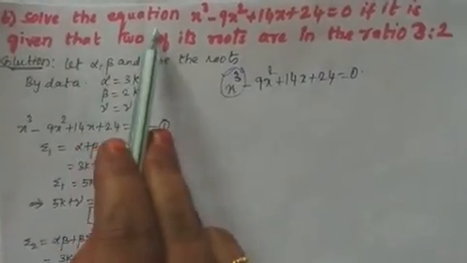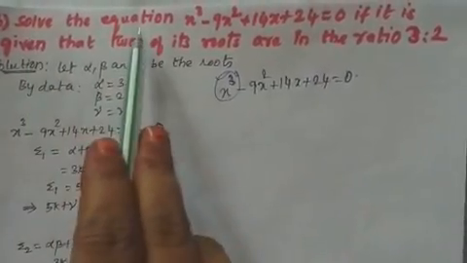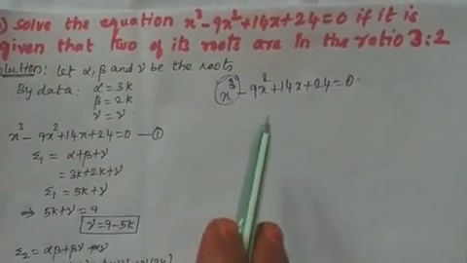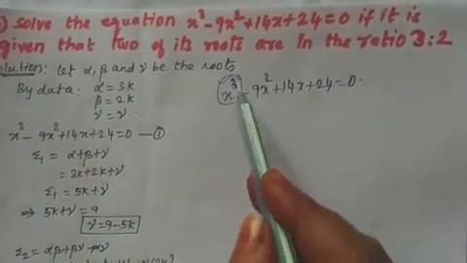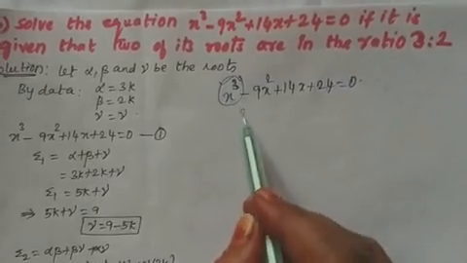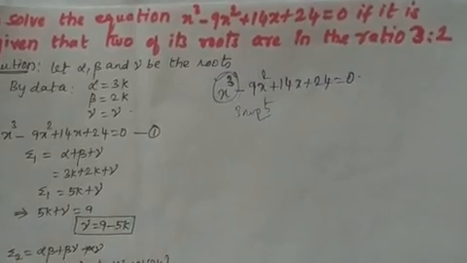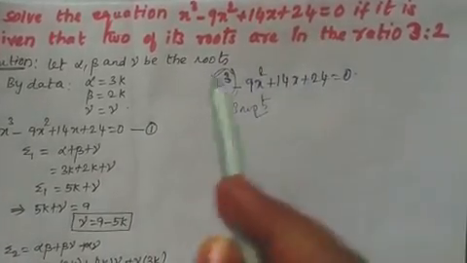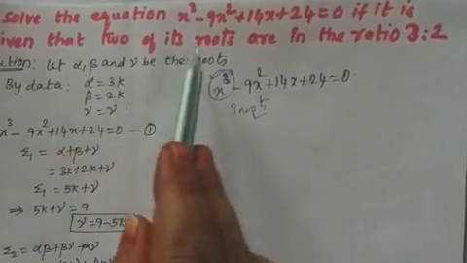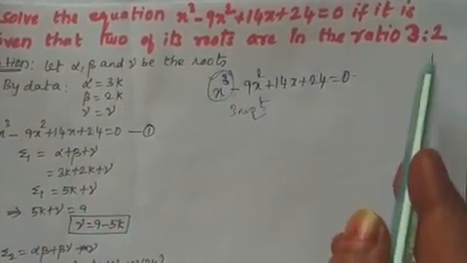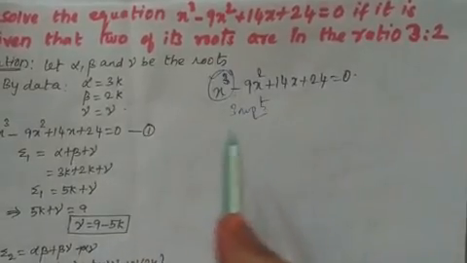I have to solve the equation. What is meant by the word solve the equation? We have to find a solution for this equation. What is a higher power? 3. So it has 3 roots. How many roots will be there? 3 roots. We have to find out all the 3 roots now by using the condition that 2 of its roots are in the ratio 3:2. By applying this condition, we have to find out the 3 roots.